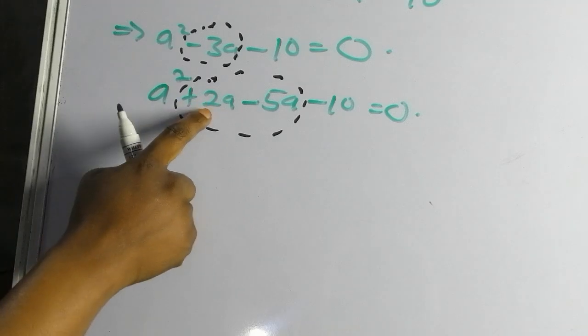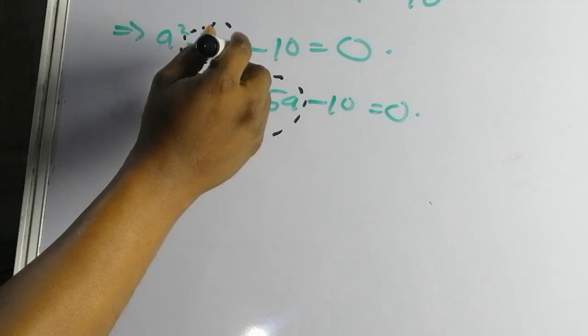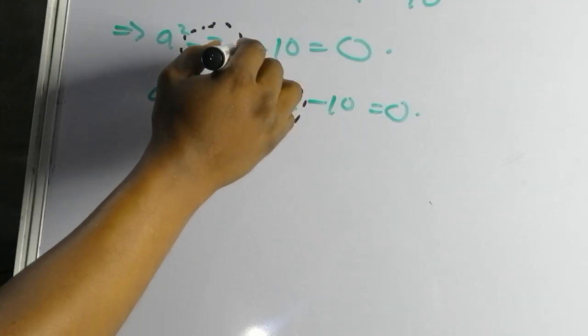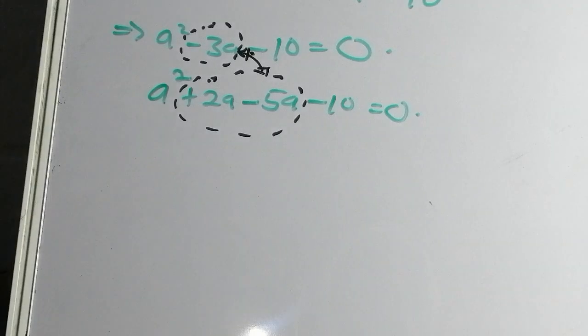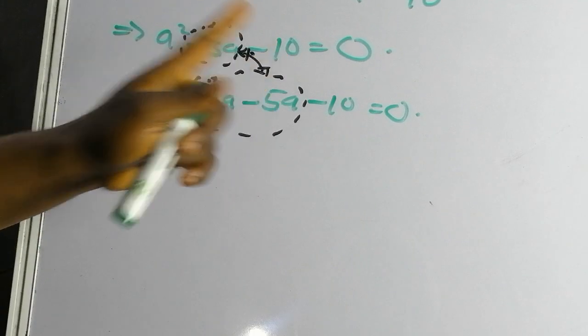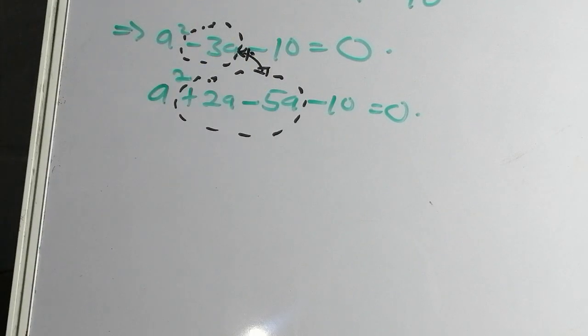So 2a minus 5a will give us minus 3a. It's still the same thing. And of course, when we split, 10 divided by 2 gave us 5. So 2 minus 5: I have 2 naira, and you're requesting 5 naira. It means it will throw me into a debit of minus 3 naira. So that is the meaning. Debit means negative.